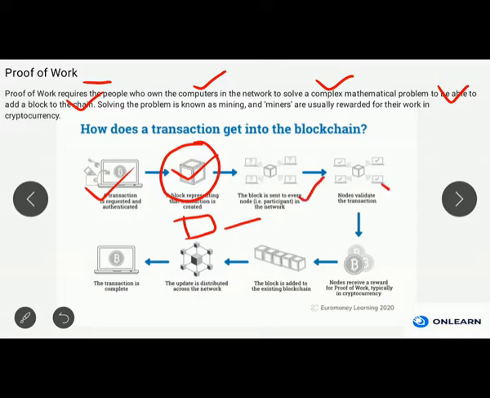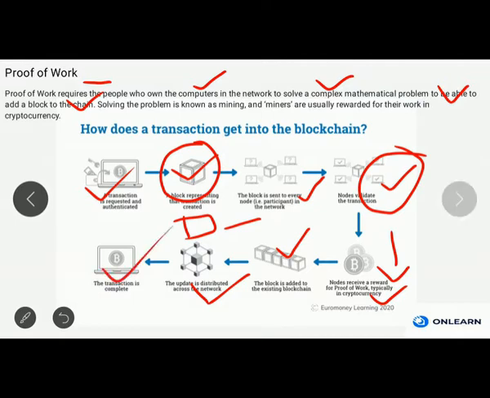Then the nodes will validate the transaction by solving a complex mathematical problem, and once it is validated, the nodes will receive a reward for the proof of work, typically in cryptocurrency. Then the block is added to the existing blockchain. Now the updated distributed system will be refreshed and the transaction is complete.